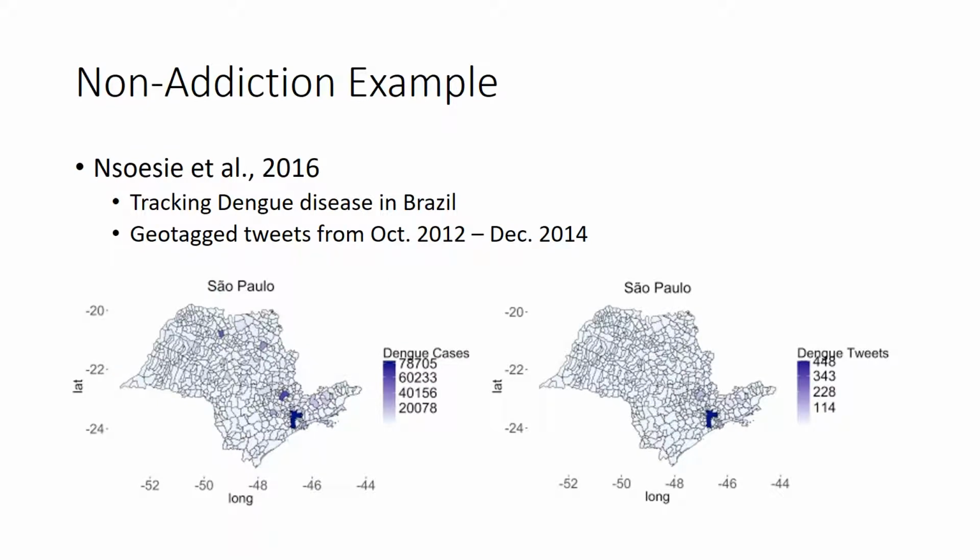So first I want to give you a non-addiction example of how this might work. This is a study that was published from Sao Paulo, Brazil, and they're interested in dengue fever, which is spread by mosquitoes. Again, this is not an addiction example, but it's a good example for how geotagging tweets on Twitter can actually help us identify sources of disease. So what they did, they basically wanted to validate Twitter as a tool to track epidemics of disease.